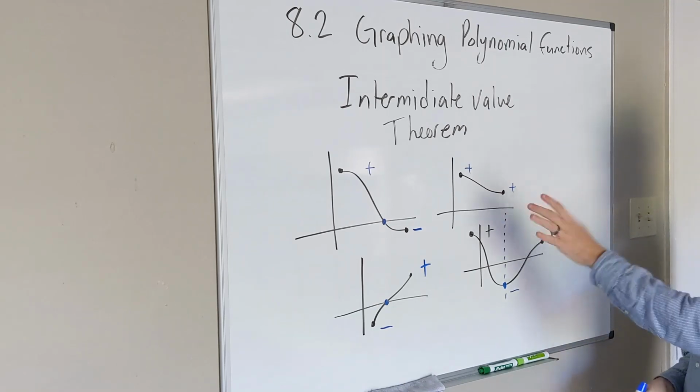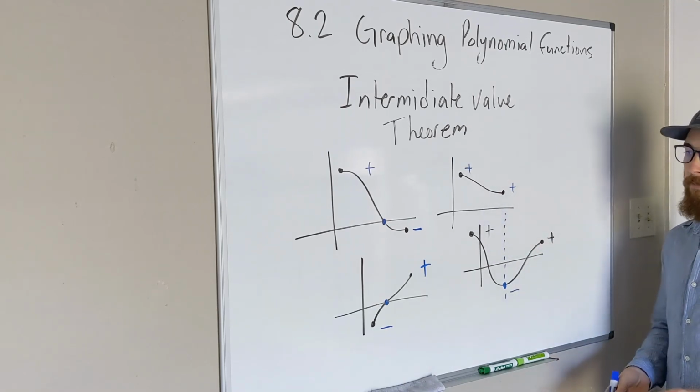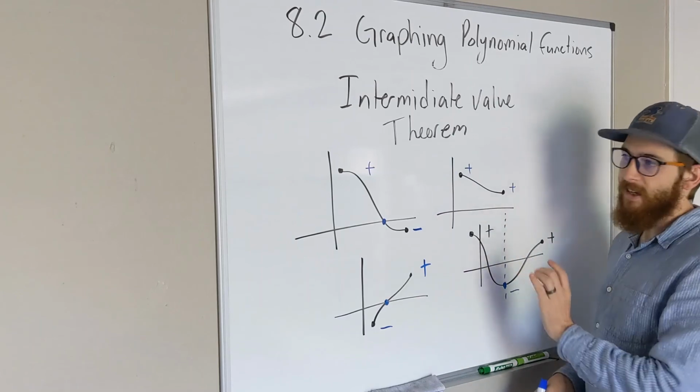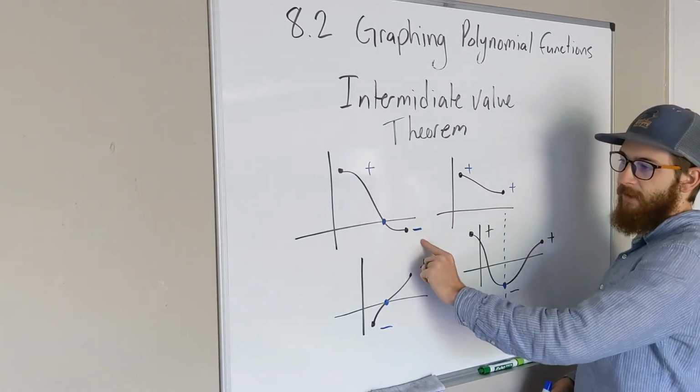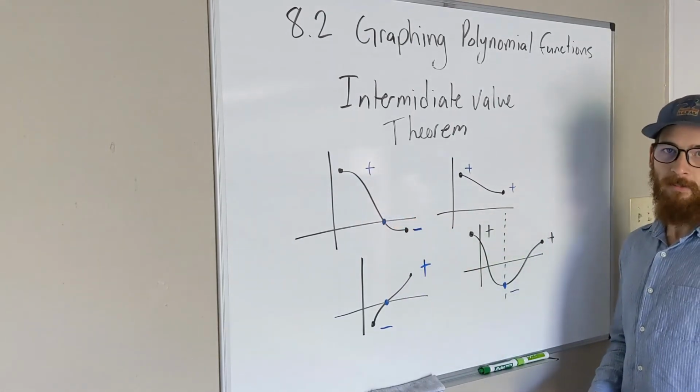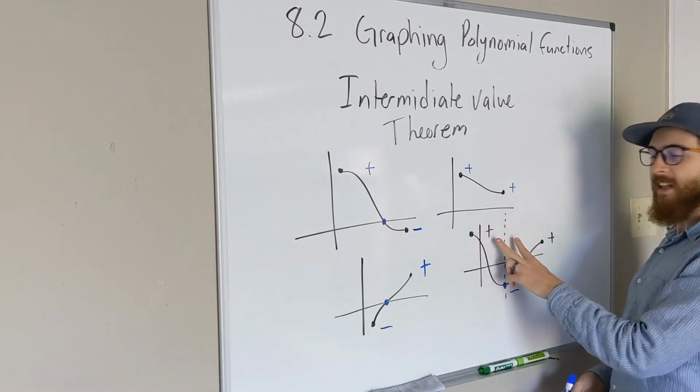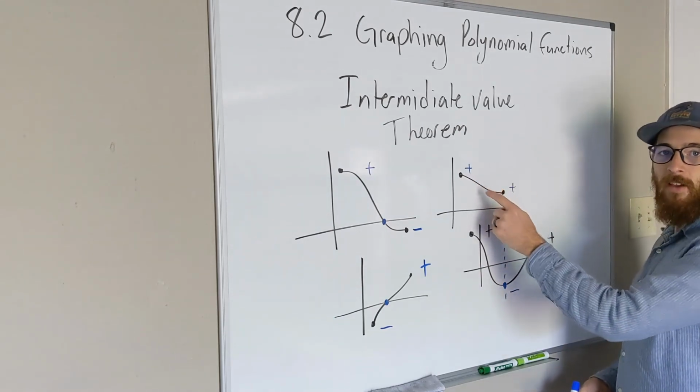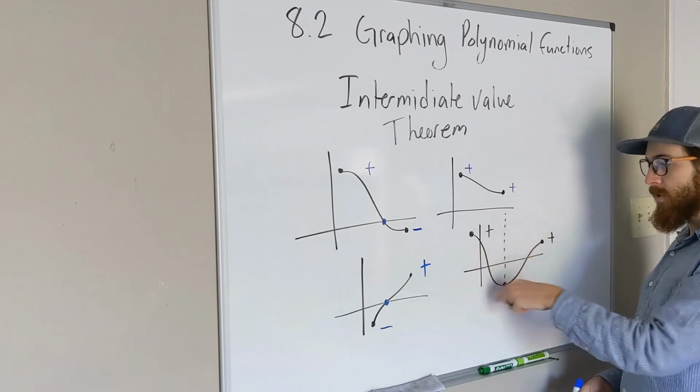So you do have to be careful with this intermediate value theorem, okay? The only thing it tells us is if it's positive and negative, there's a 0 between them. It does not tell us that if they're both the same, there is not a 0, as we saw in this example.